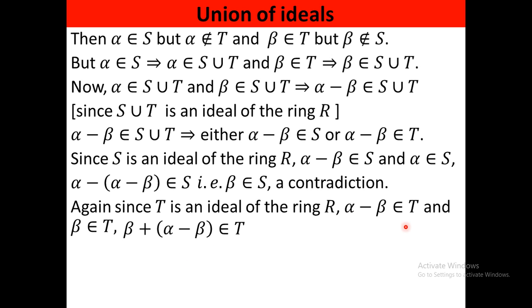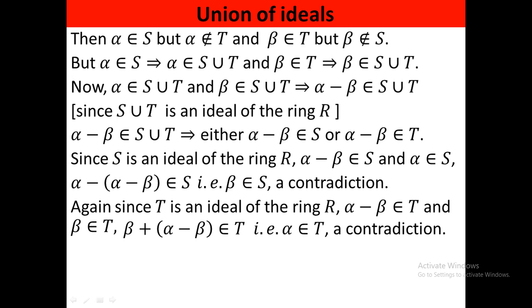Why? Since T is an ideal, an ideal is a subring. Subring means T is a commutative group with respect to addition. That means T is closed under addition, so for any two elements from T, their sum must be an element of T. That means if you take the sum of beta and alpha minus beta, then this will also be an element of T. If you simplify that, this will be alpha. So alpha belongs to T. This is a contradiction, because alpha does not belong to T.